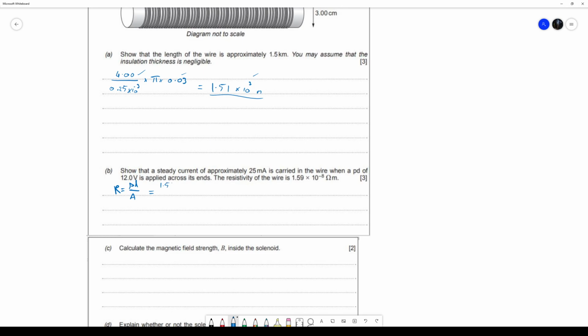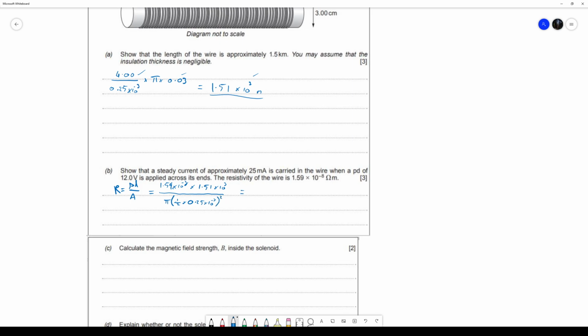Resistivity 1.59 times 10 to the minus 8 ohm meters, times the length 1.51 times 10 to the 3. I will use the exact value from my calculator though. Over the cross-sectional area, which is pi r squared, pi times a half times the diameter, which was 0.25 millimeters, wasn't it? 0.25 times 10 to the minus 3 squared.